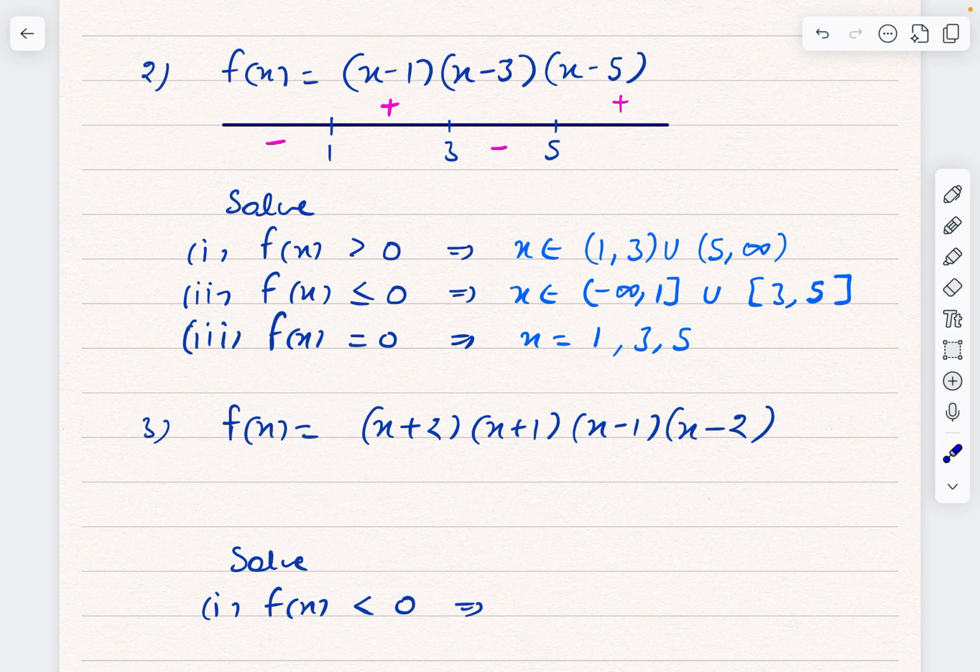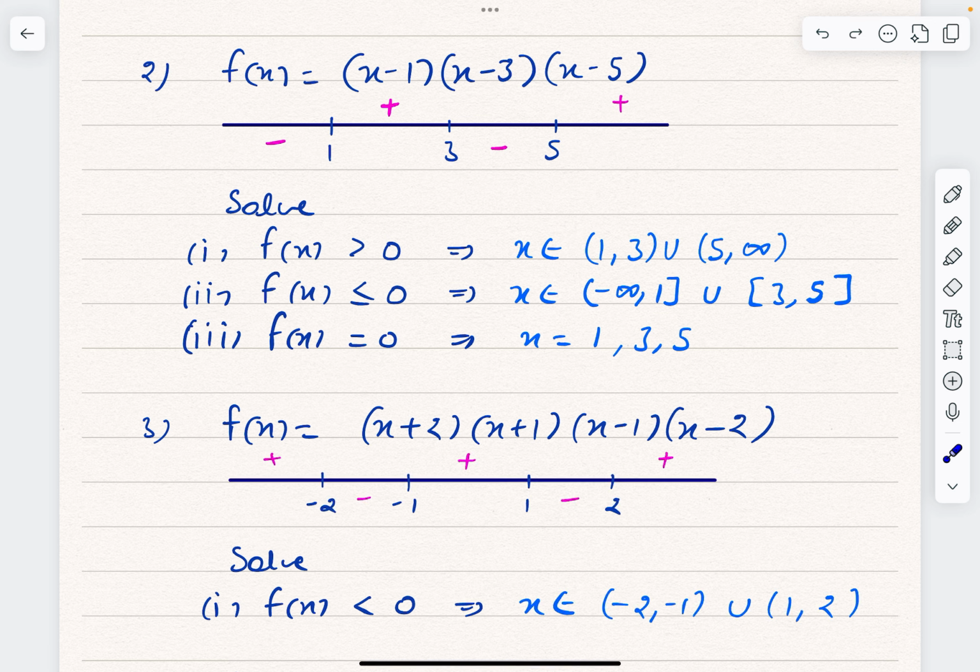Okay, guys, we'll start discussion now. So what are the roots here? You can see roots are minus 2, minus 1, 1 and 2. Again positive, negative, positive, negative, positive. What do you want? f(x) less than 0. So less than 0 between minus 2 and minus 1, and 1 to 2. All will be open because we cannot have 0.